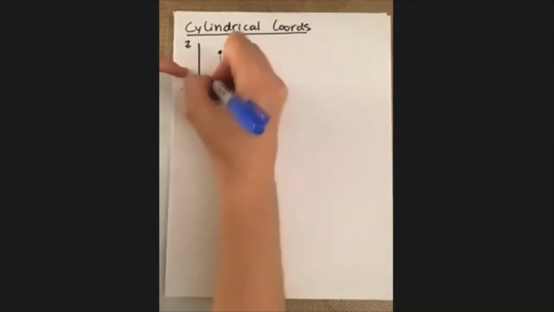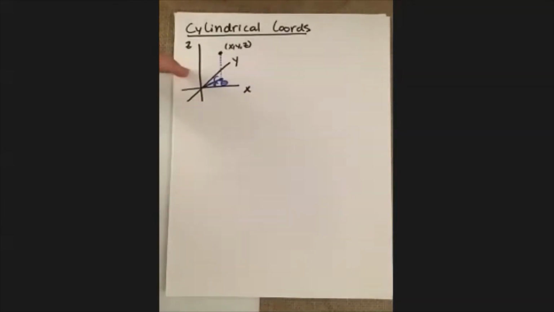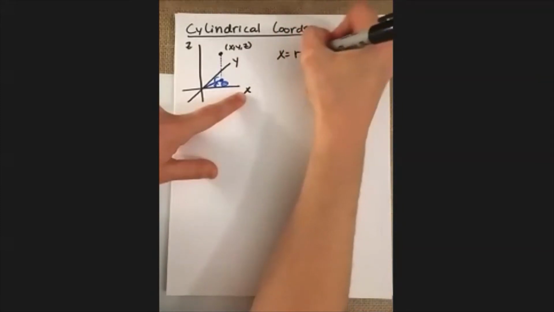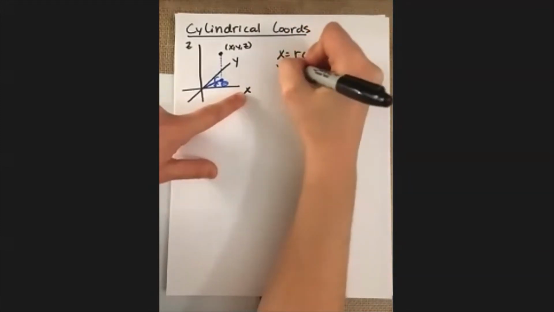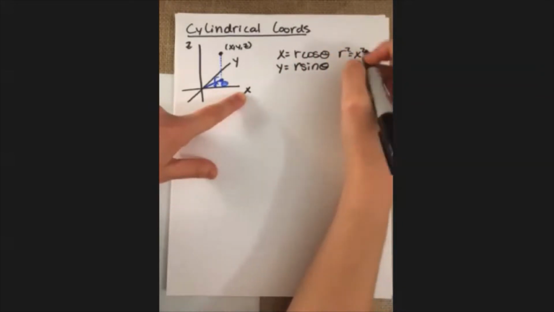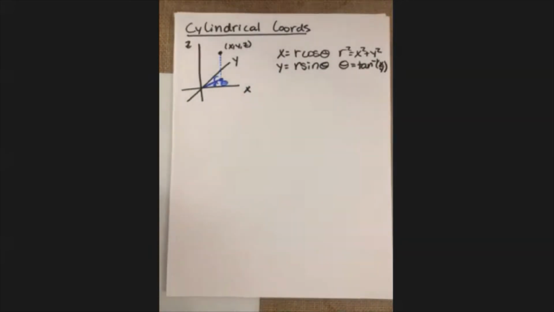Everything now we can do the same thing as we had with polar coordinates. So we have r and we have theta, just like that. Now everything is the same as polar coordinates. Our x coordinate is equal to r cosine of theta. y is equal to r sine of theta. We have that r squared is equal to x squared plus y squared. And we have that theta is equal to the inverse tangent of y over x. Great. Everything's the same so far.